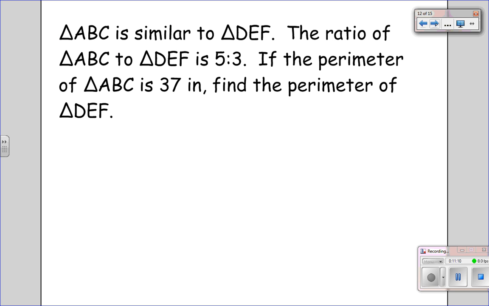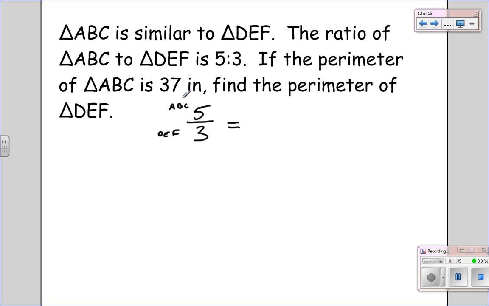All right, so 2 more problems and we'll be done here. Triangle ABC is similar to triangle DEF. The ratio of triangle ABC to triangle DEF is 5 to 3. If the perimeter of triangle ABC is 37 inches, find the perimeter of triangle DEF. So let's start by writing our ratio and setting an equal sign there. So ABC is with the 5. And DEF is with the 3.